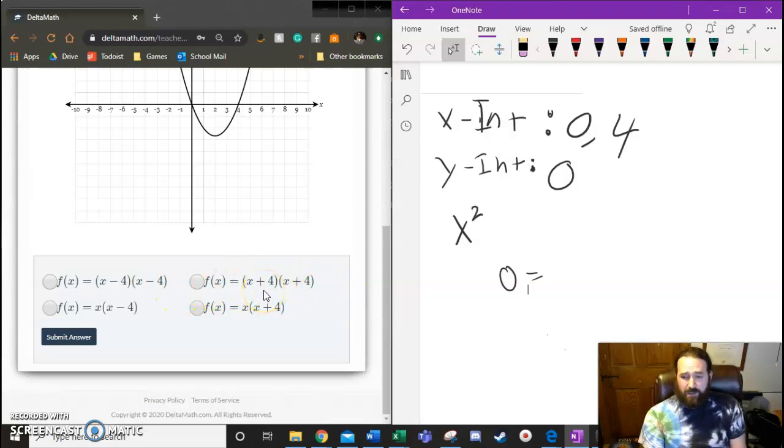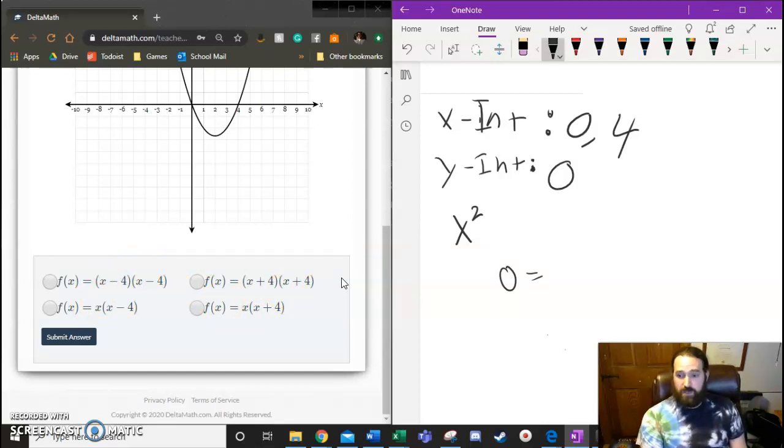I'm going to get a negative 4, where my x is a negative 4. A negative 4 is not even an option. My x-intercept is a 4, not a negative 4. And again, that's one answer, not 2. So it has to be one of these. You solve either one. Okay.